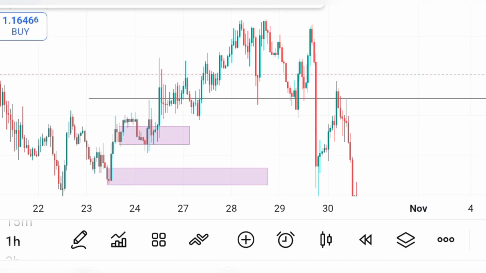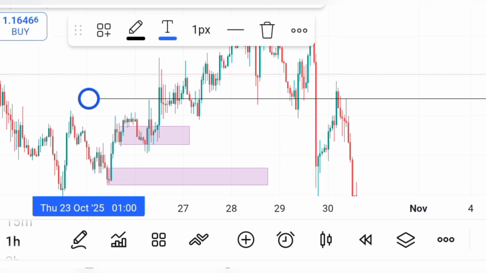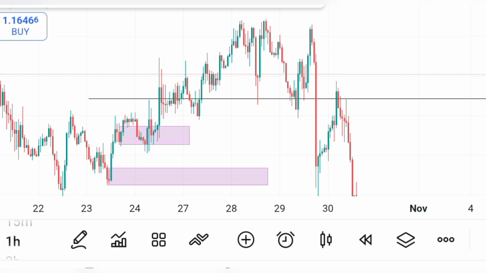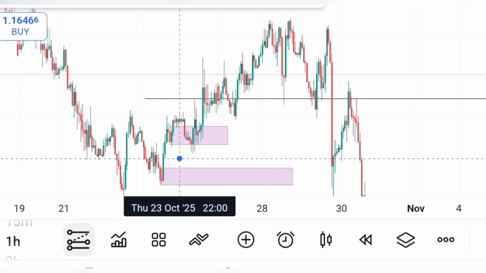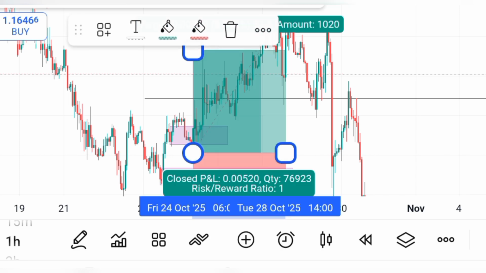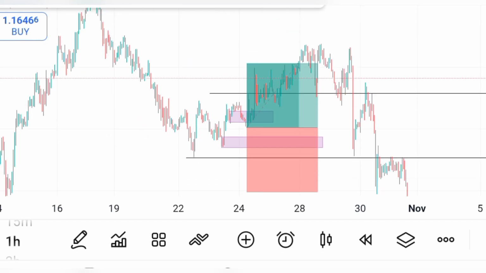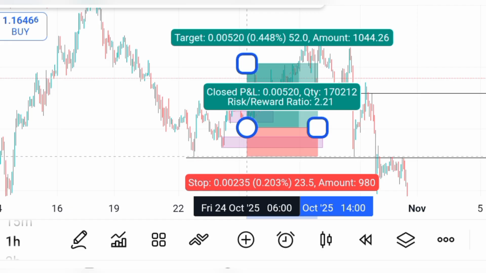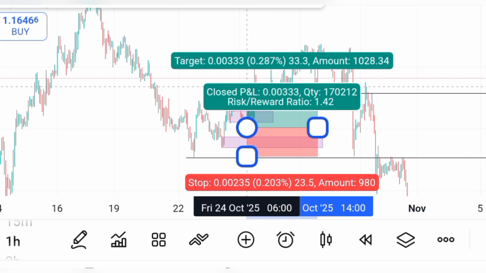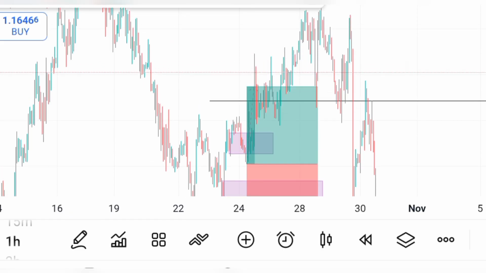After doing that, you'll see that when the market came to a certain order block or a certain fair value gap, it just bought. So we always trade in a certain range. You have to put your stop loss just below, and your take profit on the previous high, targeting a 1 to 2 trade.